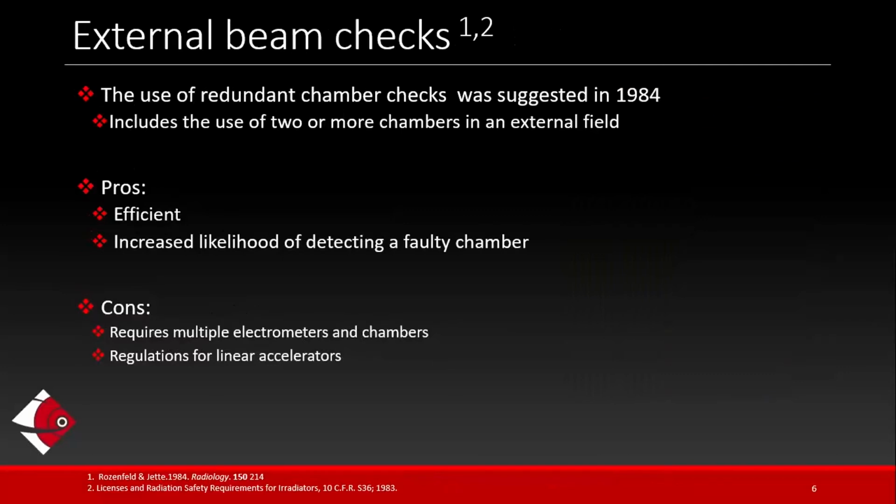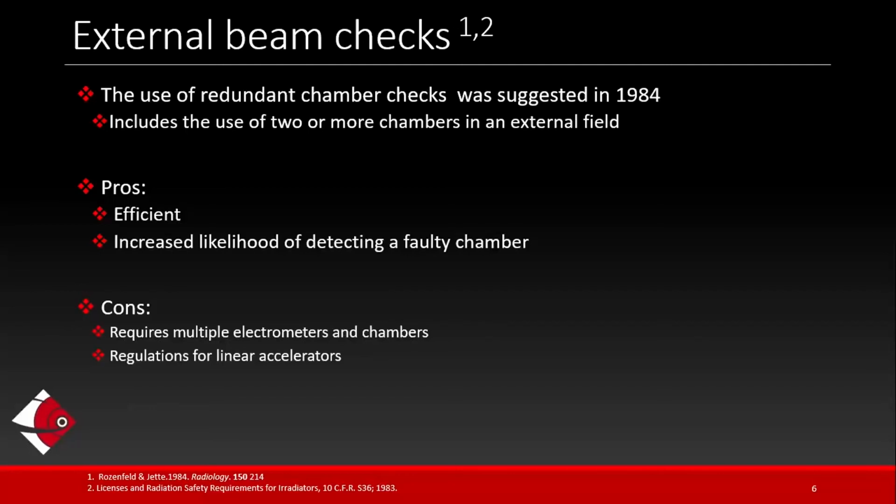In 1984, these redundant chamber checks in external beams were recommended by Rosenfeld and Jett. This includes the comparison of 2 or more chambers in an external field. These methods can be incredibly efficient as simultaneous measurements are taken, and the likelihood of detecting a faulty chamber increases dramatically. For example, if you're measuring a single chamber in a linear accelerator beam, you might find that it's outside the set plus or minus 0.5% threshold, indicating that there may be an issue with your chamber, causing a user to send their chamber back to the manufacturer or to get it recalibrated at an ADCL.